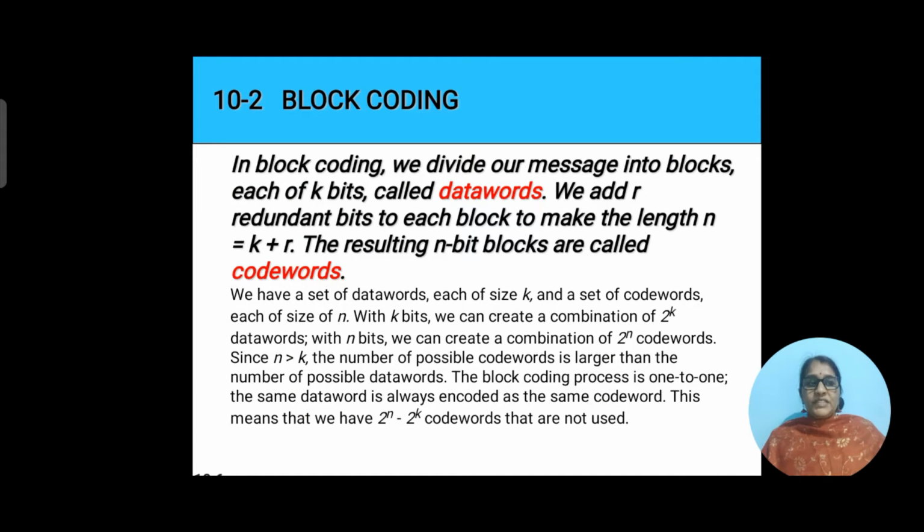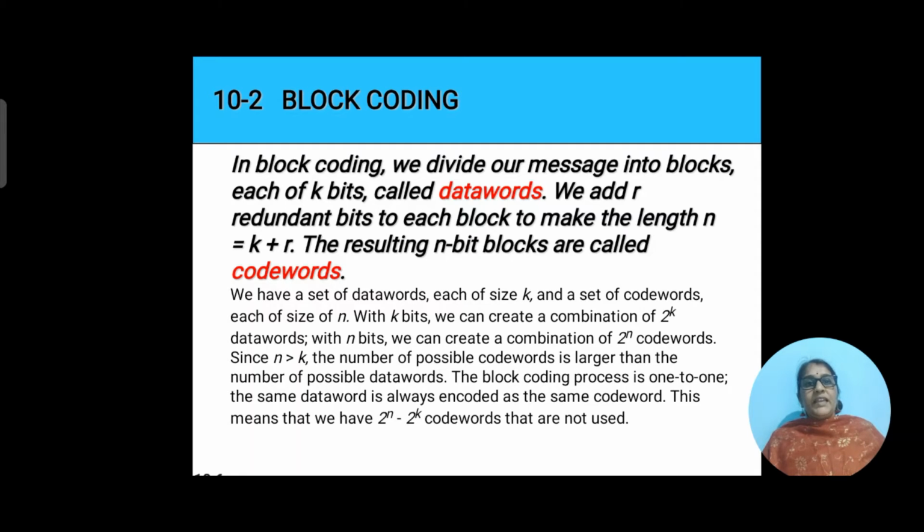Let's know what block coding is. In block coding, we divide our message into blocks, each of k bits, called data words. We add our redundant bits to each block to make the length n equal to k plus r. The resulting n-bit blocks are called code words.